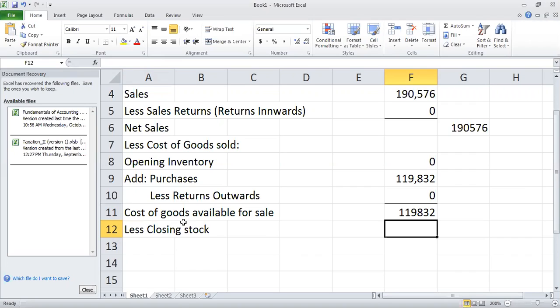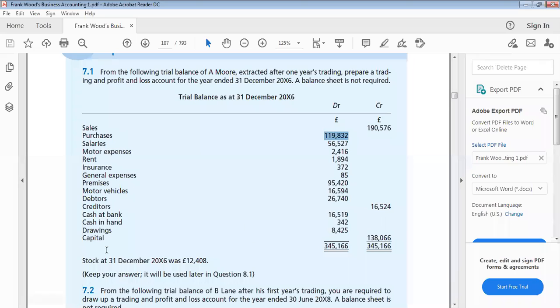All right. Now our closing stock in this case is how much, by the way? Now I'm going to go back to the question. Our closing stock is what? You can say the stock at December 31, 2006 is what? 12,408. All right. So our closing stock is 12,408. That's our closing stock.